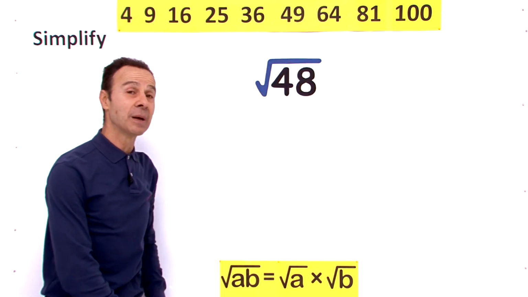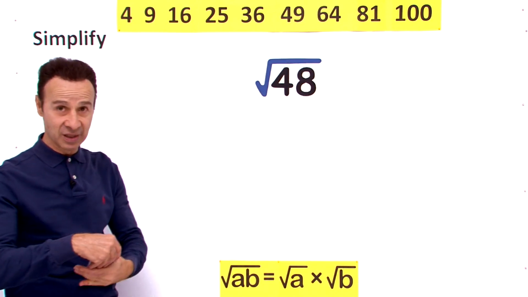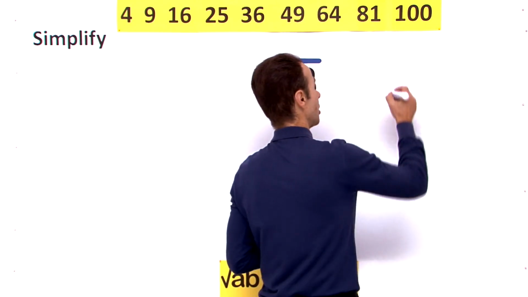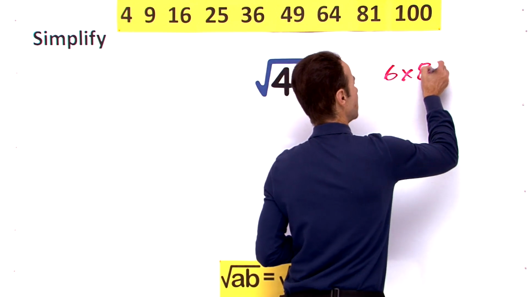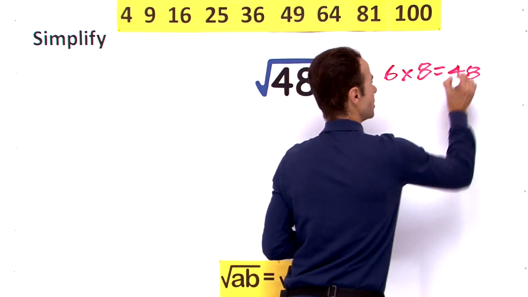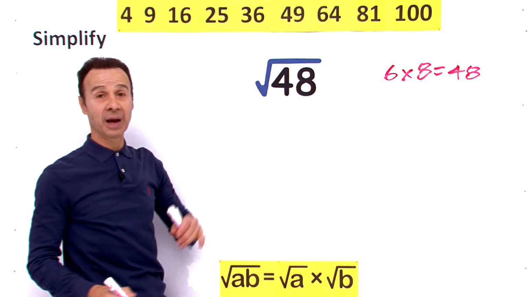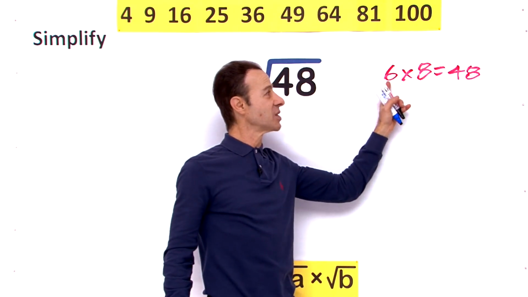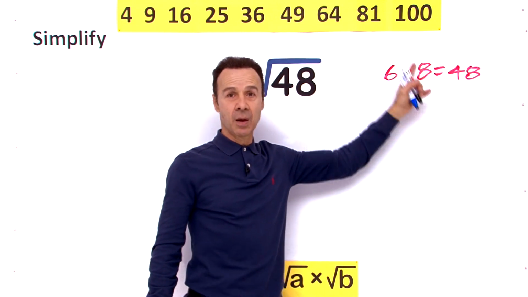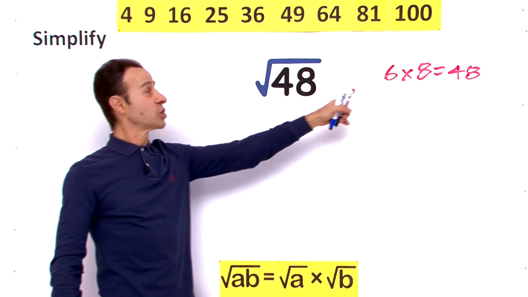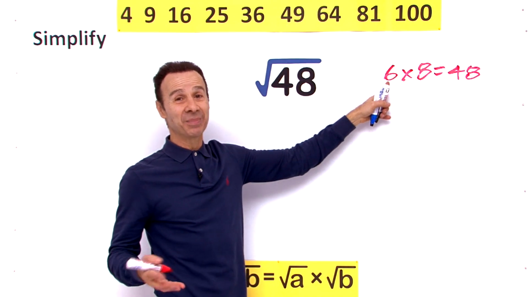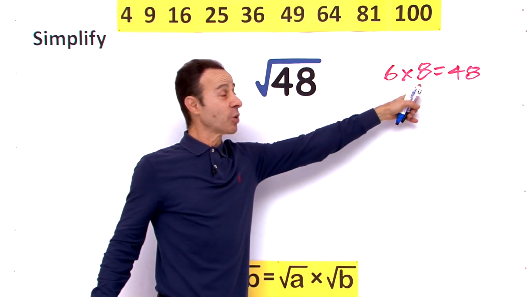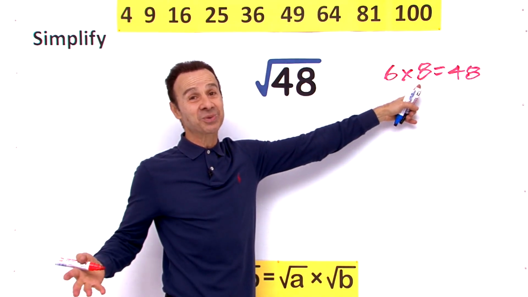So let's find two numbers that multiply to give us 48. That's step number 1. So let's see now. 6 times 8 equals 48. Isn't that true? 6 times 8 equals 48. But there's a bit of a problem. You see, both those numbers, 6 and 8, are not perfect squares, are they? If I get the square root of 6, it's not going to be a nice number. It's going to be irrational. If I get the square root of 8, that's going to be irrational too.